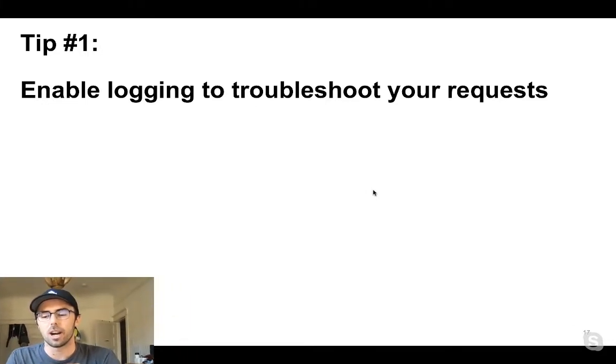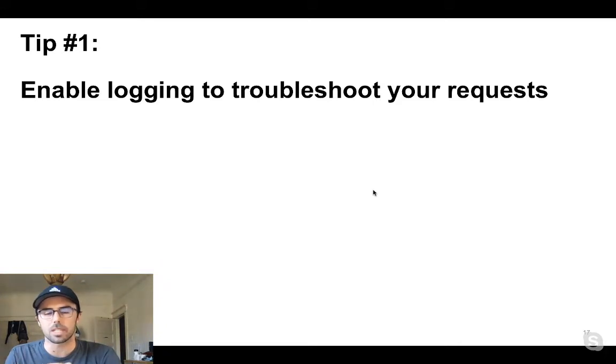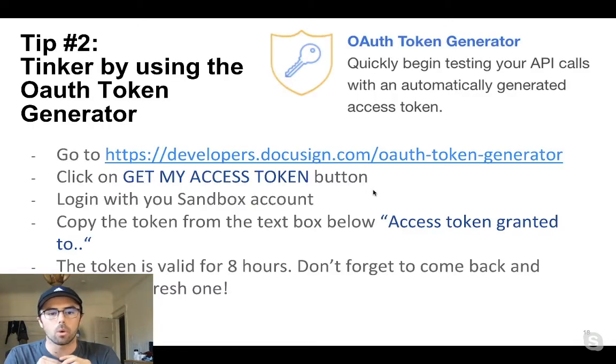So I'll kind of show you the 3 steps and 3 tips that I have in here, and then I'll go ahead and implement them for you and show you how you can use them. So first is enabling logging to troubleshoot your requests. And then second is tinkering using our OAuth token generator.